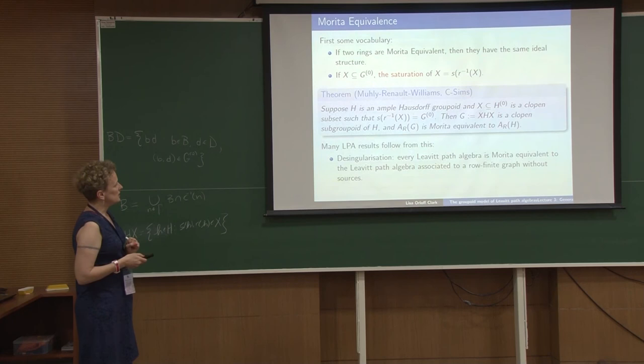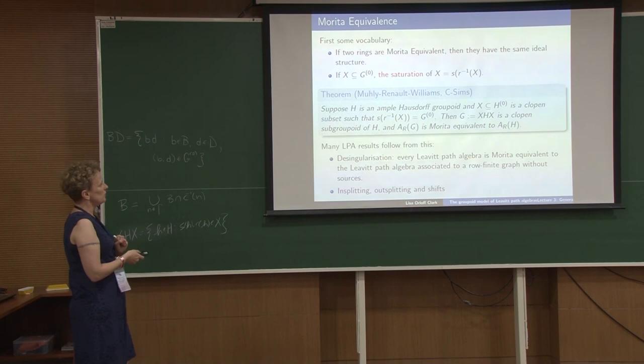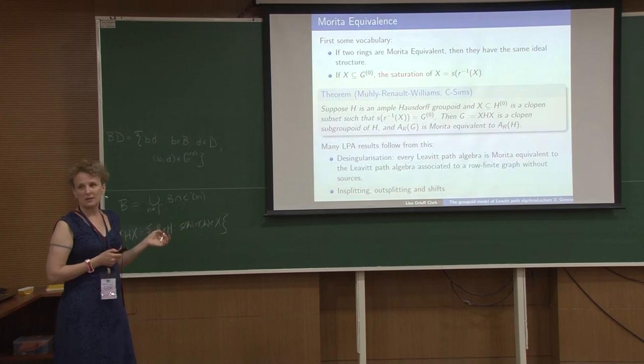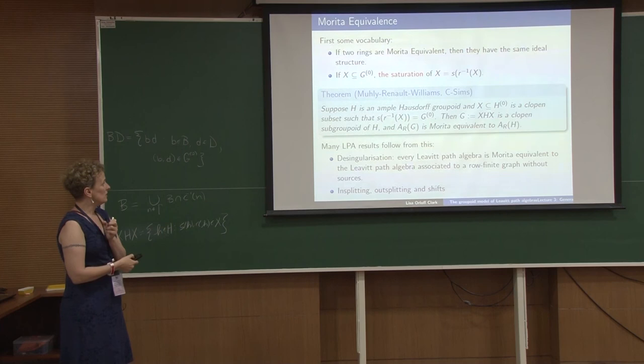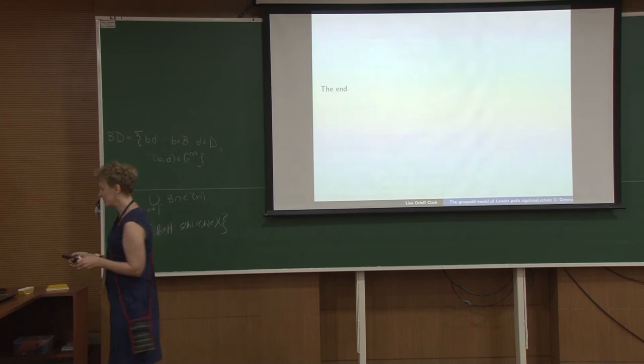Also, these other moves, out-splitting and shifts, can be realized in this way. This result just gives Morita equivalence, but for shifts and in-splitting, I think you actually get groupoid isomorphisms. And there's lots of play that can be done here. I'm not giving you a lot of details, but I think this is another place where the Steinberg algebra view is quite clean. This result has lots of applications on how to make it work in Leavitt path algebras. I think it's useful. Alright, that's the end of my first talk, so give me a second.